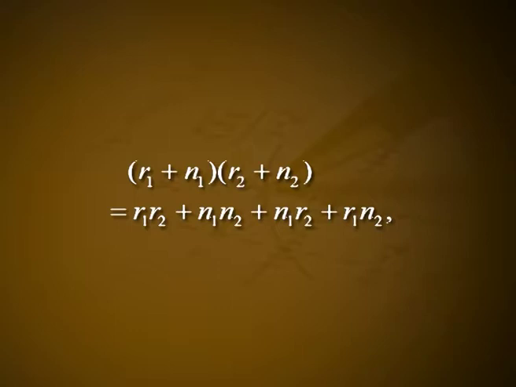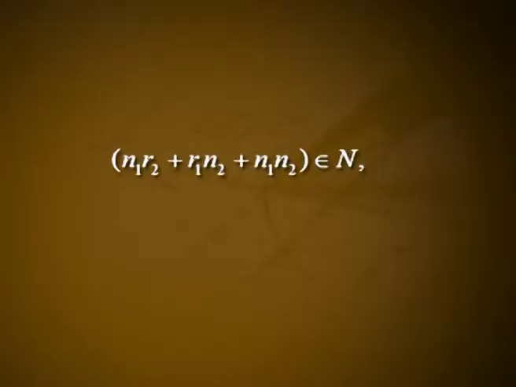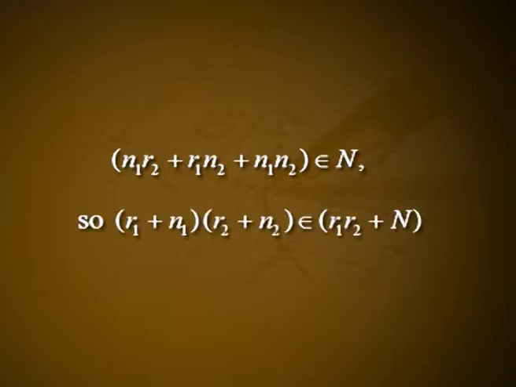Now, (r1 + n1)(r2 + n2) equals r1r2 + n1r2 + r1n2 + n1n2 by the distributive laws in R. The assumption that rN ⊆ N and Nr ⊆ N implies that r1n2 belongs to N and n1r2 belongs to N. Viewing n1 as an element of R, we have n1n2 belongs to n1N, and n1N ⊆ N. So n1n2 belongs to N also. Then, since N under addition is an additive subgroup of R under addition, we see that n1r2 + r1n2 + n1n2 belongs to N. So (r1 + n1)(r2 + n2) belongs to r1r2 + N.